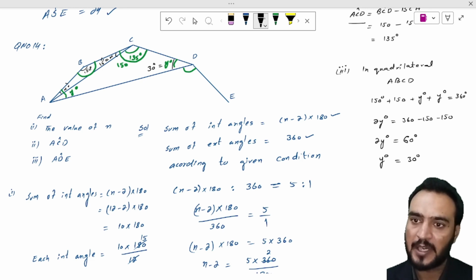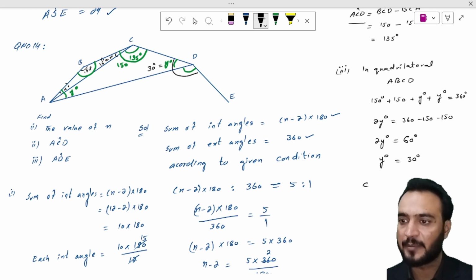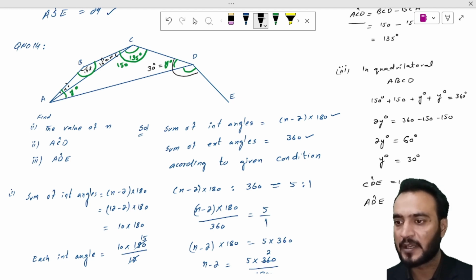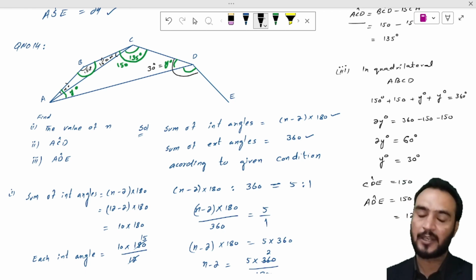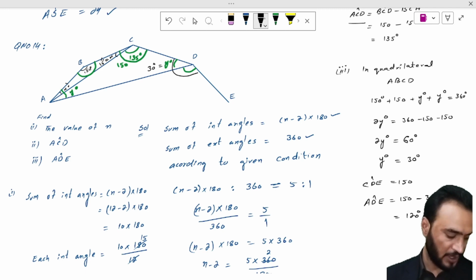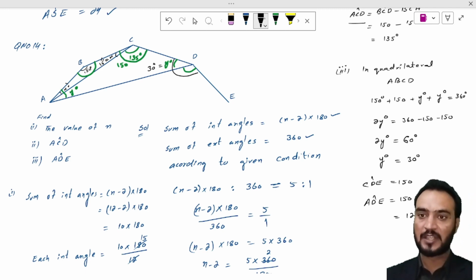Now the complete angle CDE is equal to 150 degrees, because the interior angles are equal to 150 degrees. We subtract y degrees from 150 degrees to get the angle ADE. So ADE is equal to 150 minus 30, which is equal to 120 degrees. So the angle ADE is 120 degrees. Hence this was question number 14, and now we will solve question number 15.